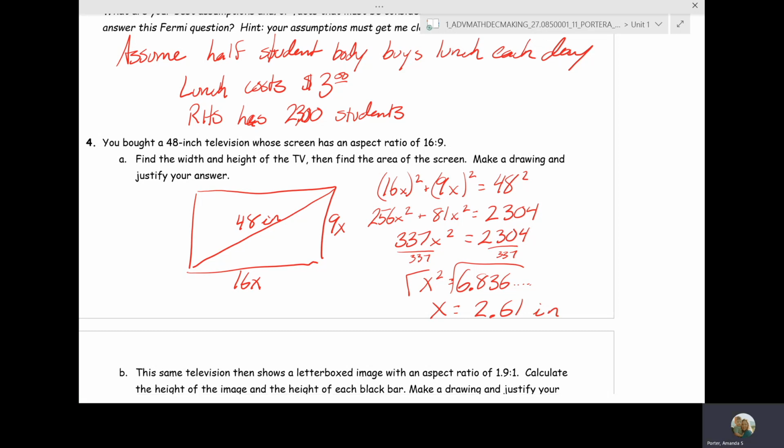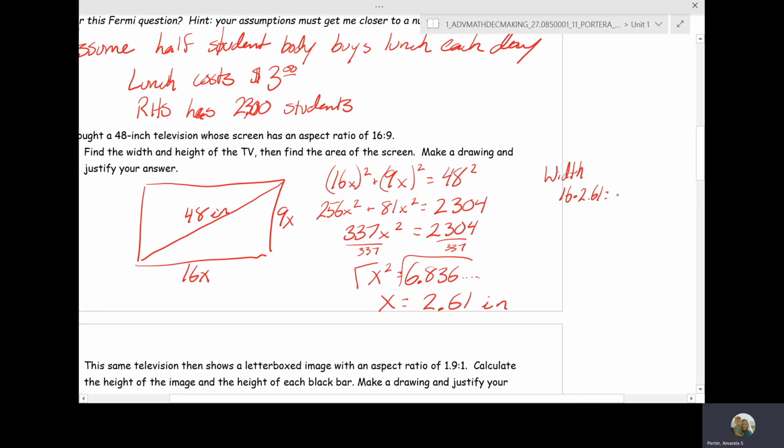So to get my width, I'm going to do 16 times 2.61. I'm going to get 41.76 inches for the width. The height, same idea, but with the 9. Going to get 23.49 inches.